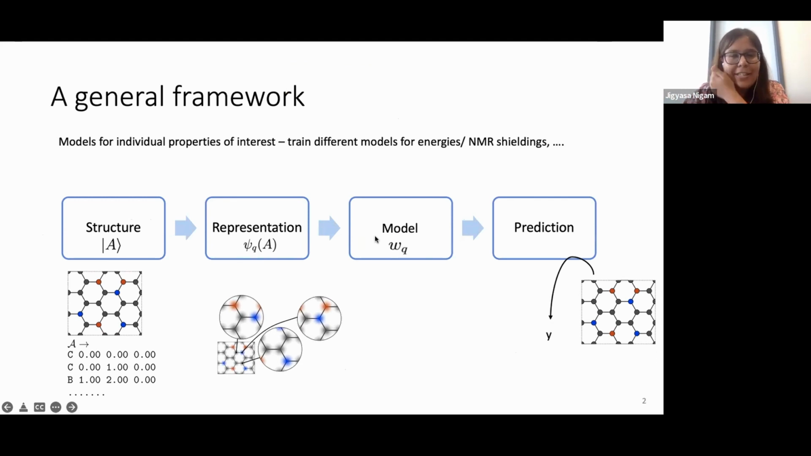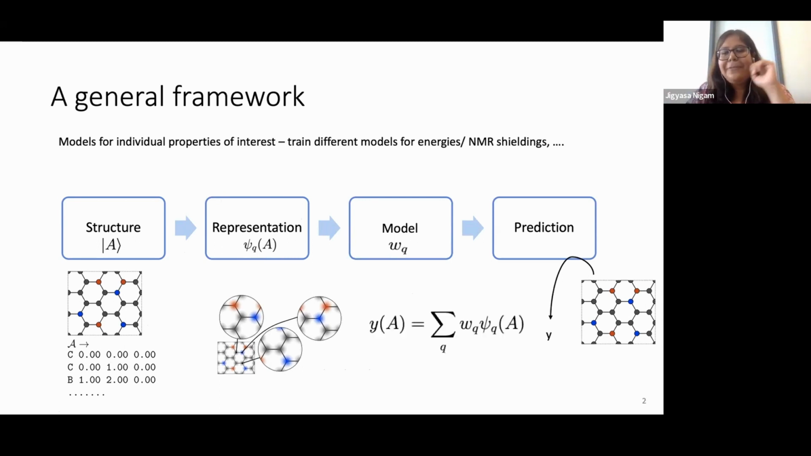Generally, one is interested in building models for a specific property of interest, could be interatomic potentials, NMR shieldings, what have you. So you start with a bunch of structures, which I represent here by this cat. And here, basically, you have information about the atomic species and their coordinates. And then many people, including myself, spend time on constructing these representations from the structure, which are then used as inputs to a model. So this model could be linear, could be kernel-based, could be neural network, whatever.